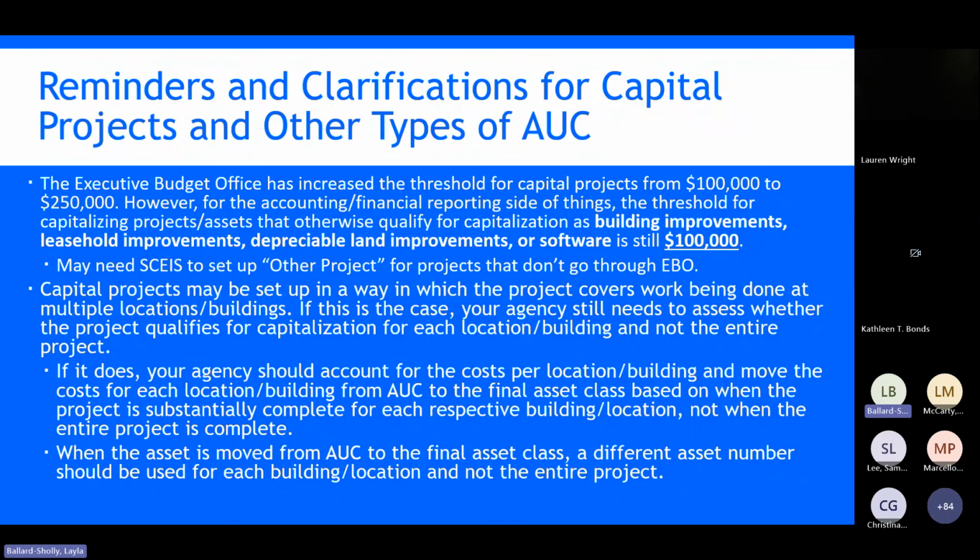And honestly, you might have some situations where maybe you're not actually building or constructing something. Maybe you're purchasing some things that you're buying over a course of time, and you need them all to actually place the asset in service. Even in a situation like that, you might need to create another project to make sure you get them all capitalized at the same point and depreciating at the same time.